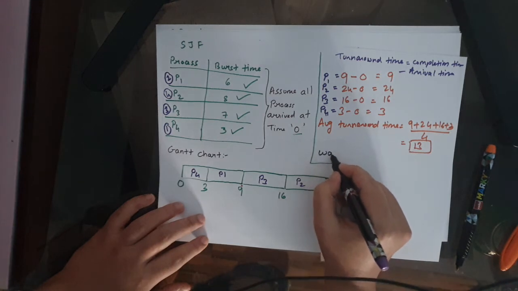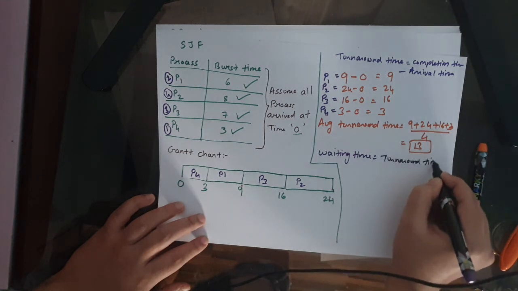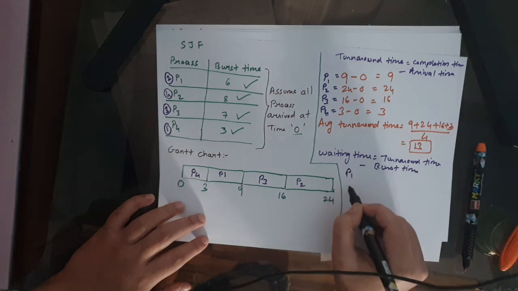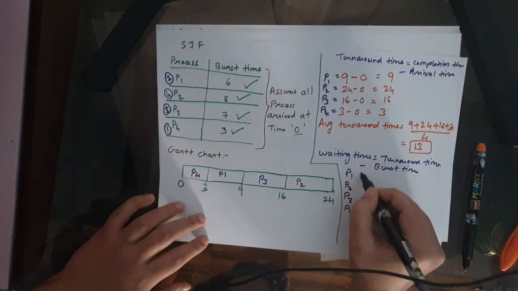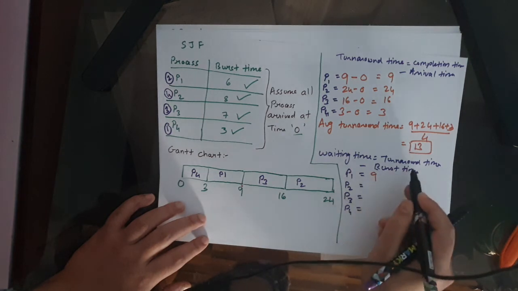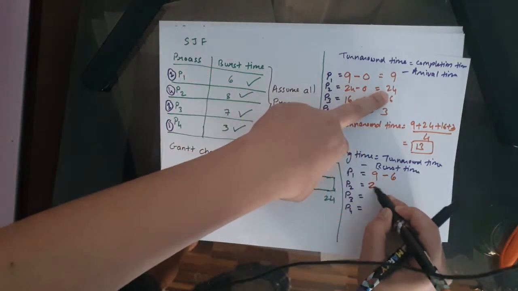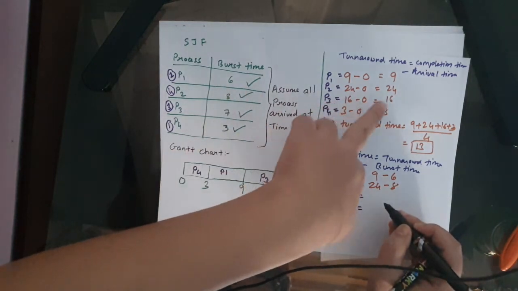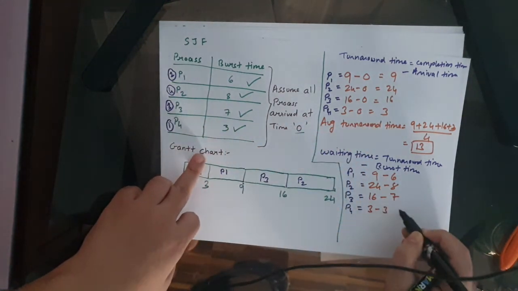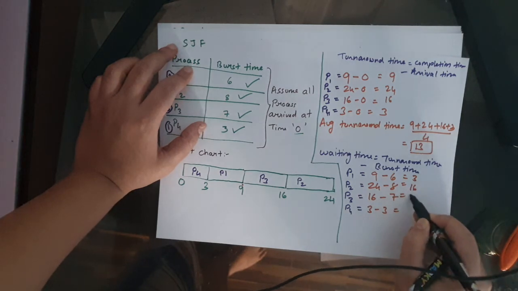Waiting time is turnaround time minus the burst time. So P1, P2, P3, P4. What's the turnaround time of P1? It's 9 minus the burst time, which is 6. P2's turnaround time is 24 minus the burst time, which is 8. P3's turnaround time is 16 minus the burst time, that is 7. Then P4, 3 minus 3. Let's write it down. Our answers: 3, 16, 9 and 0.